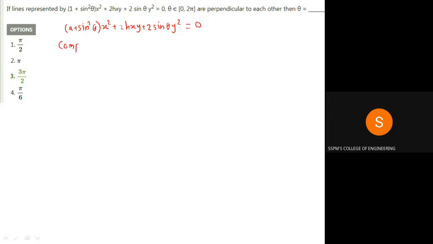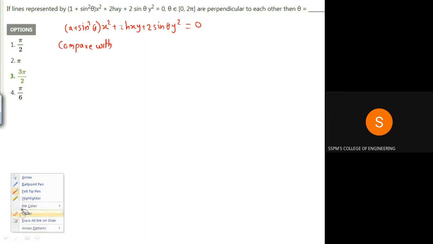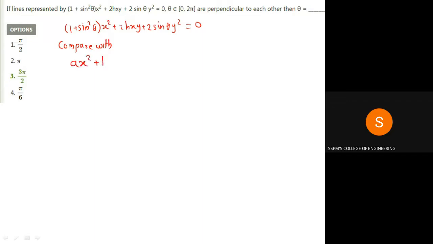What is the standard form? This is the given equation, and we will compare it with ax square plus 2hxy plus by square is equal to 0. See here, x square, you can see here also x square. So what is a? a is the coefficient of x square, that is 1 plus sine square theta. Okay. a is equal to 1 plus sine square theta.